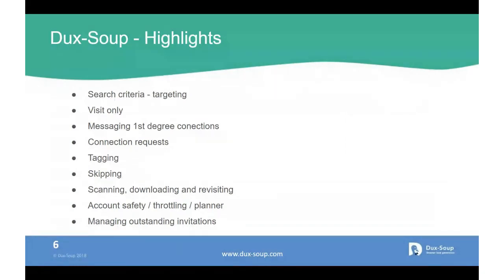Finally, we touched on managing outstanding invitations. And I can't emphasize that enough. If you're getting over 500 in that list, then that's one of those things you need to keep an eye on, especially if you get to a point where you're sending out 50 or 100 new connection requests per day. That number will build up very quickly unless you have an incredibly high conversion rate.